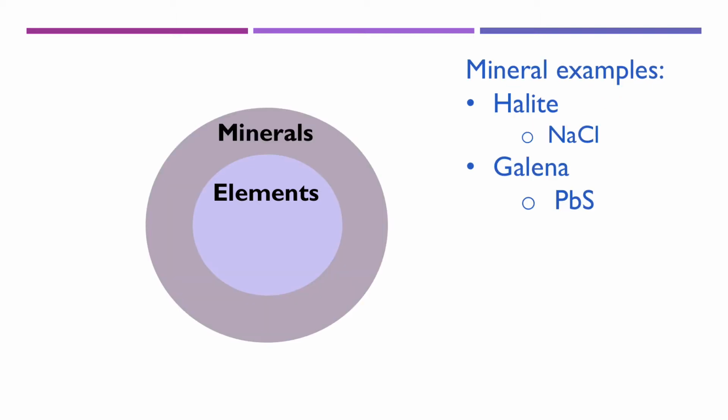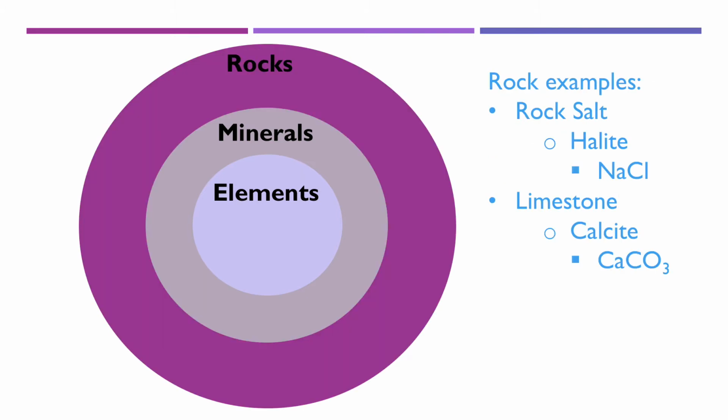Elements are what make up minerals. For example, the mineral halite contains the elements of NaCl, which is sodium and chlorine. Another example is the mineral galena, which contains the elements of lead, represented by Pb, and sulfur, which is represented by the letter S. Finally, minerals are what make up rocks. So in short, elements make up minerals, and minerals make up rocks.